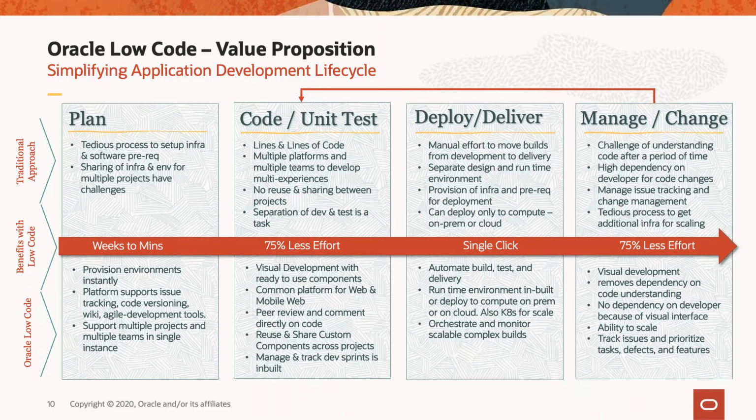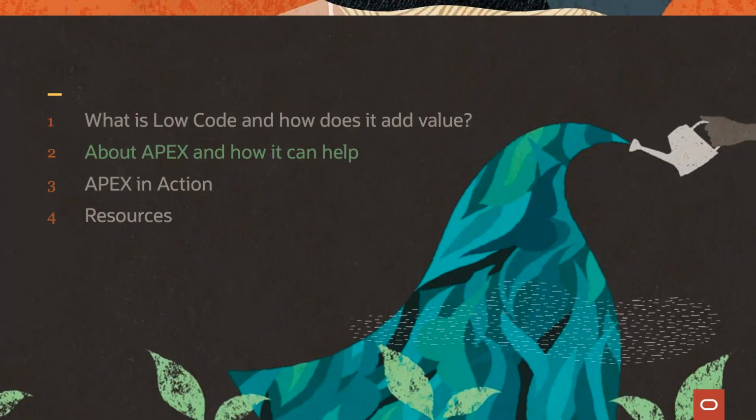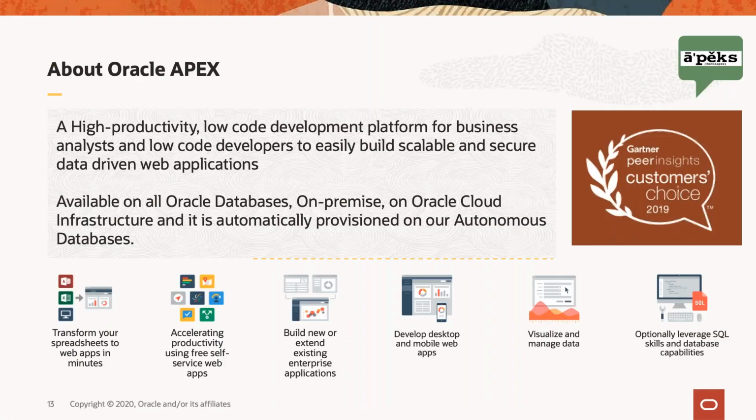Okay, now let's talk about our local development platform. So what I want to introduce to you is Apex. Apex is an all-in-one local platform that basically helps you to eliminate the complexity, and it uses a low-code application development approach. This is to easily build scalable and secure data-driven web and mobile web applications. It is available on all Oracle databases, whether it's running on-premise or in any cloud.